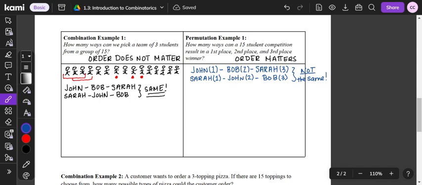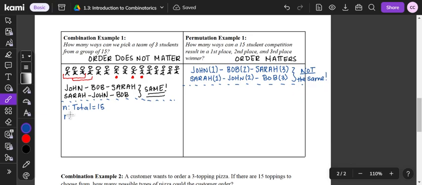Now that we understand a little bit more about the difference between these two, let's actually use our formulas and see if we can figure this out. In the combination example, I have my total group. N is always going to be my total, and I know that is 15.